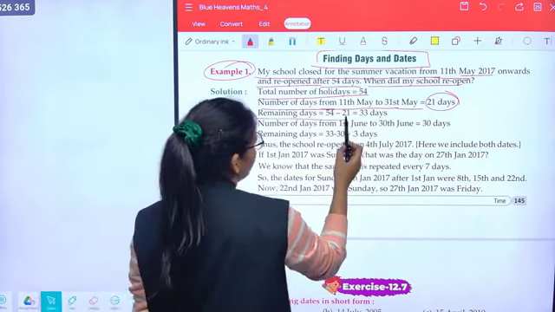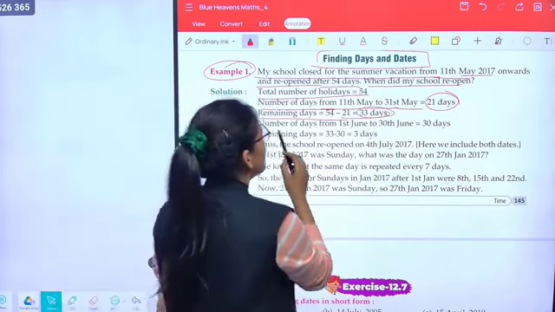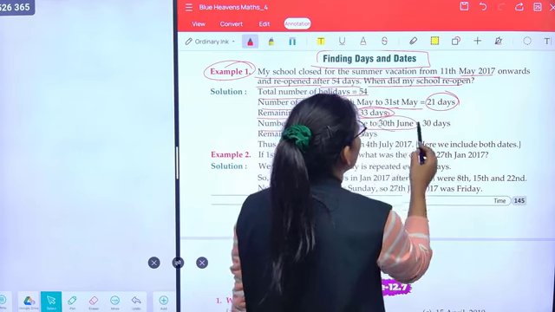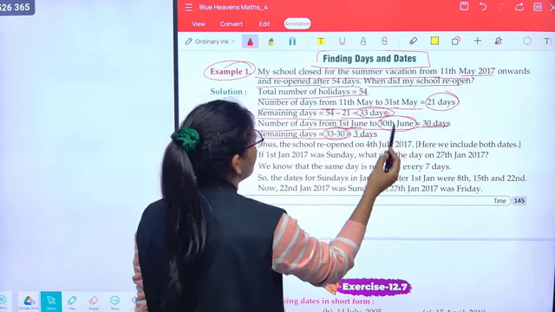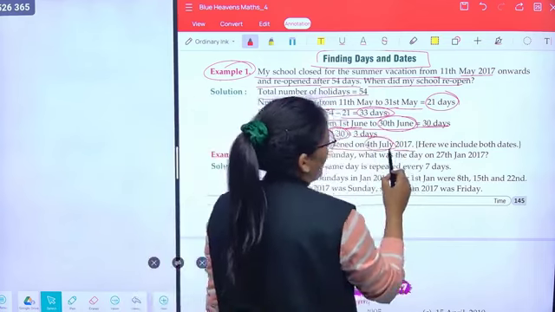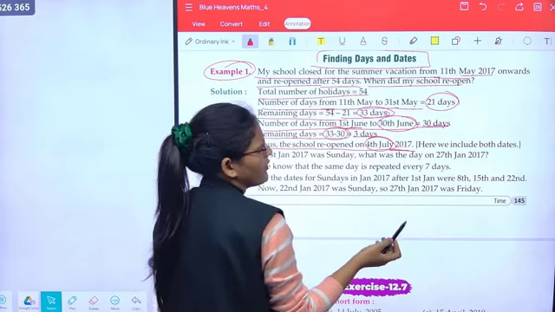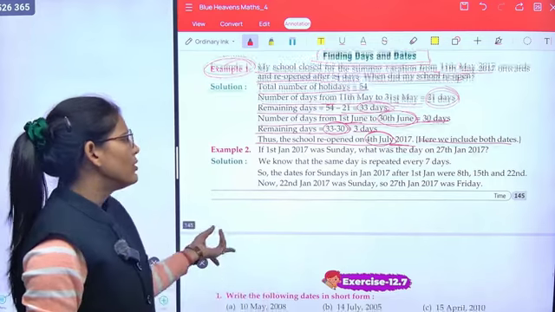Now remaining days, 33 days. Number of days from 1st June to 30th June: 30 days. Remaining 3 days, 33 minus 30. So the school reopens on 4th July 2017. Here we include both dates.